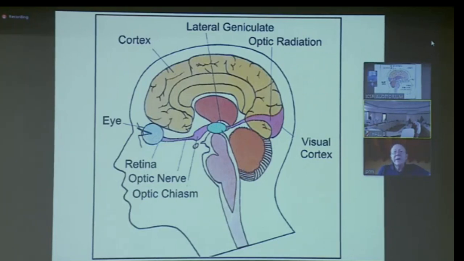We're going to spend a bit of time looking at this little place here. It's about the size of a pea inside your brain, but nearly all the visual signals for conscious visual perception pass through this nucleus called the lateral geniculate nucleus. The fibers coming out of the lateral geniculate form the optic radiations, and they project mostly to the primary visual cortex in the back of the brain.